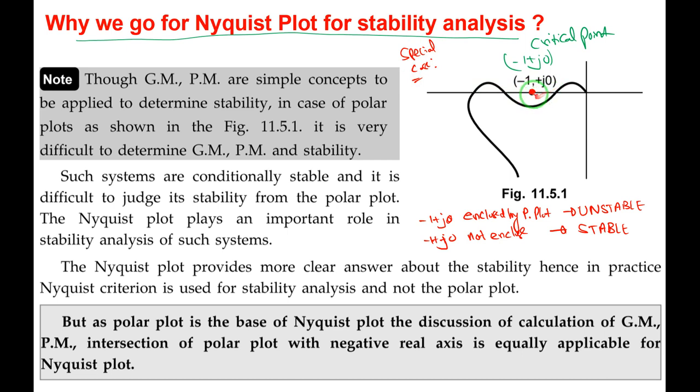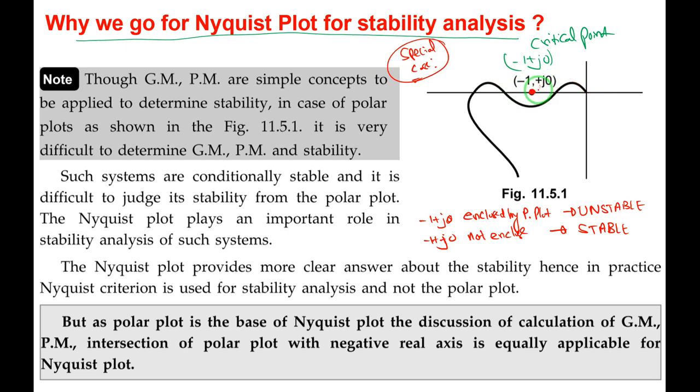In this case, the polar plot will fail. The polar plot is unable to judge the stability of these kinds of systems. Whenever the polar plot is going like this and coming like this, I don't know whether the critical point is enclosed or not. If the point is here, minus 1, then I will say it is not enclosed. But if it is here, I cannot say whether it is enclosed or not. So in this type of case, the polar plot fails.